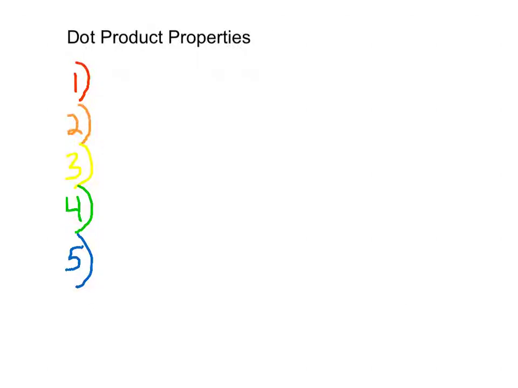A couple other properties we need to discuss about dot products. If I have two vectors and I'm going to take the dot product, u dot v is also equal to v dot u. So dot product is commutative.